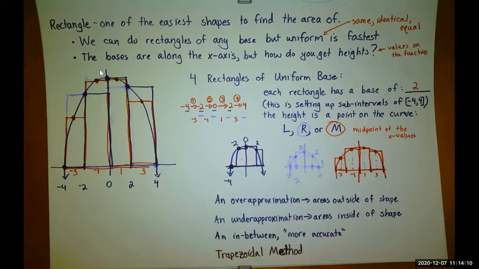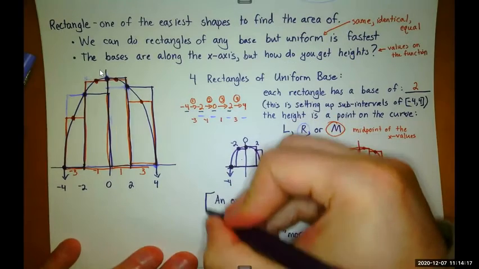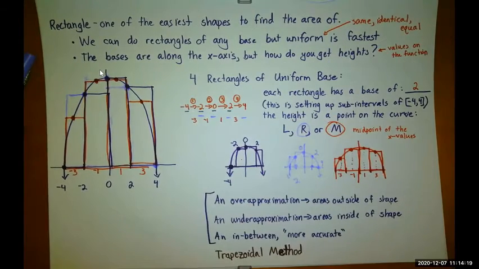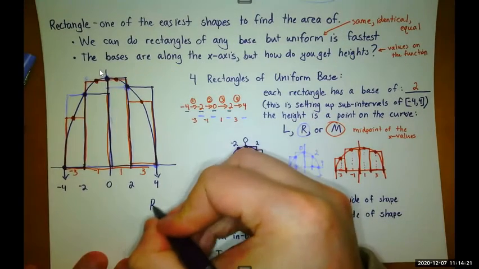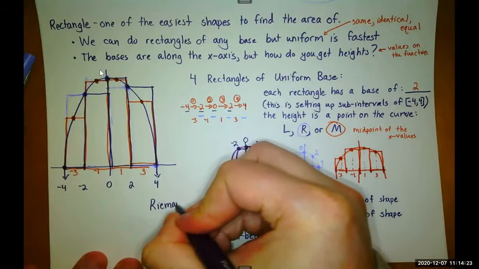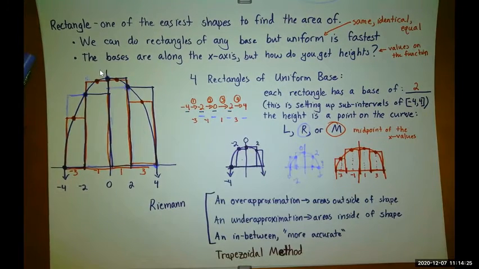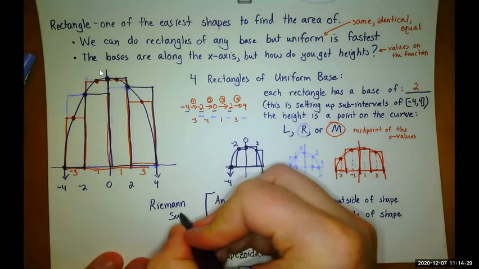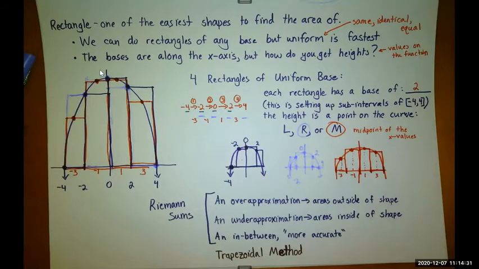Okay. And the reason why I divide these like so is because these first three are attributed to a mathematician named Riemann. And because we're adding up a bunch of rectangles, these are called Riemann sums. So the Riemann sums comes in 3 flavors.